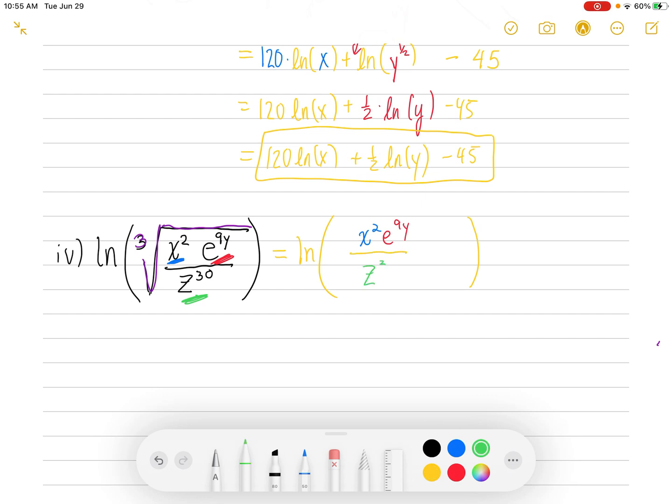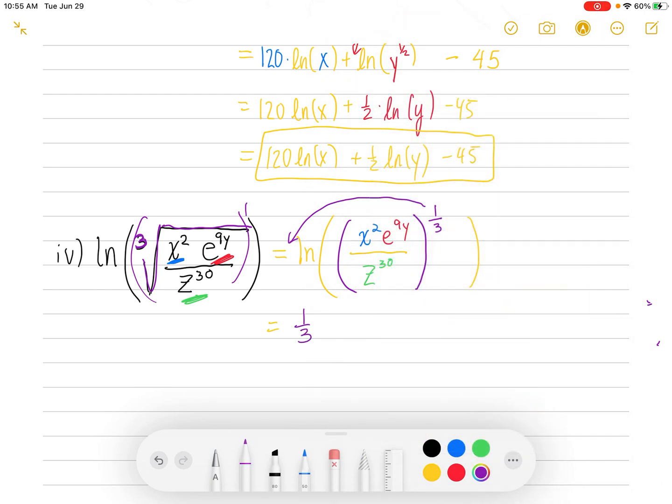I'm going to make that a violet color. So remember, a cube root is the same thing as writing the 1/3 power. So we're going to write everything, x squared e to the 9y over z to the 30 power. And we're going to put a big old purple parentheses around all of this inside the argument. So this cube root, the 3 goes on the bottom as the fractional exponent, and it's understood that all of this is raised to the 1 power, so I'll put a 1 on top. So the cube root is the same thing as the 1/3 power.